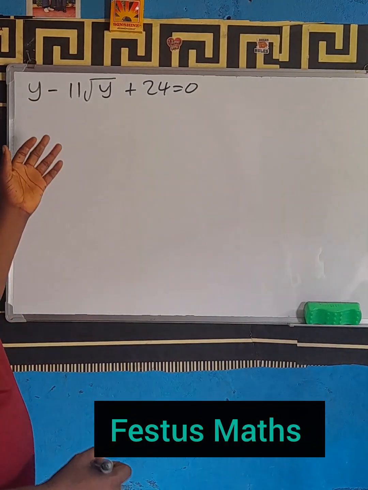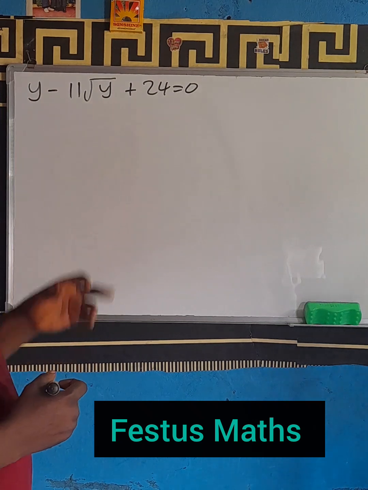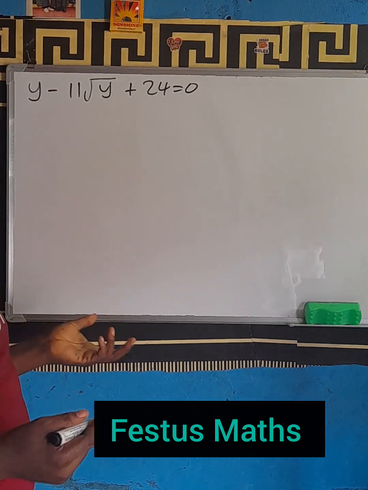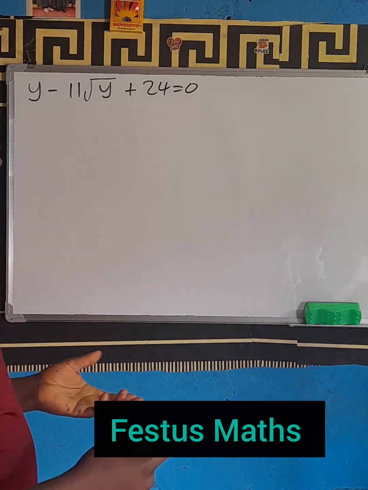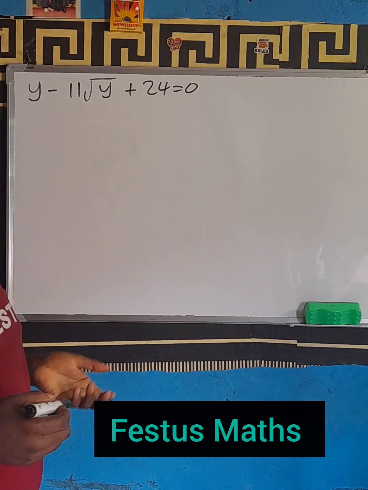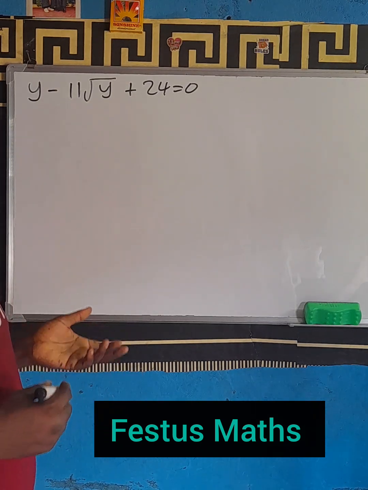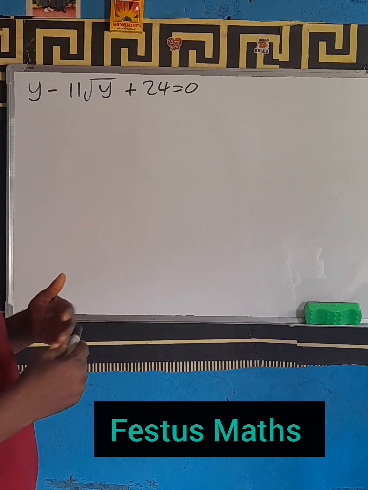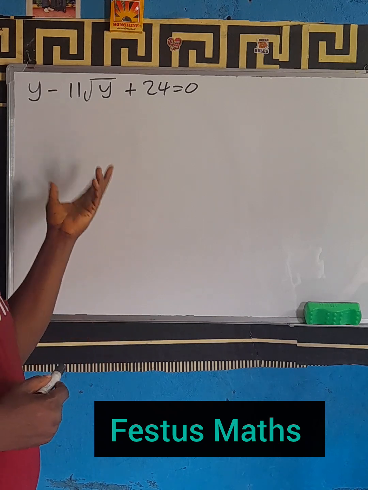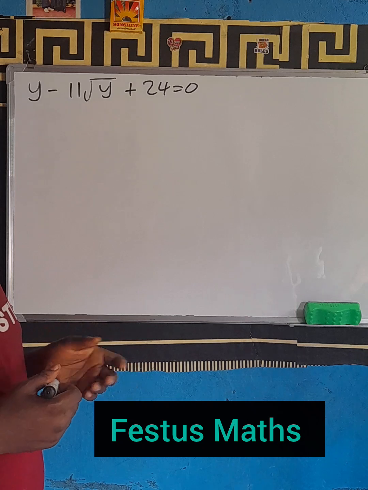In today's class we are looking at this radical equation. I call it a radical equation because you cannot classify it as a quadratic equation, nor a linear equation, or a surd. You cannot give it a classification. It's a radical equation, so something must be done for the equation to be well identified.